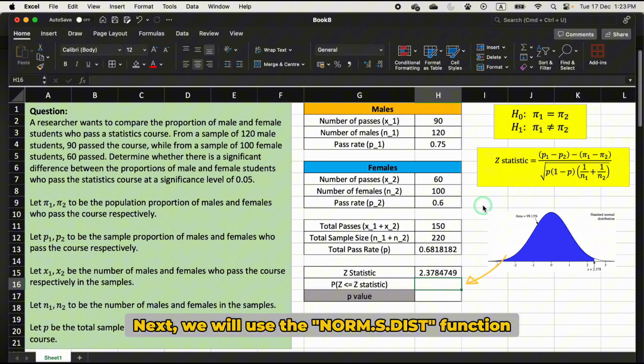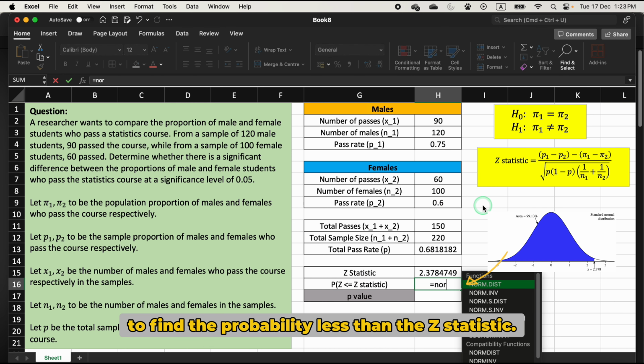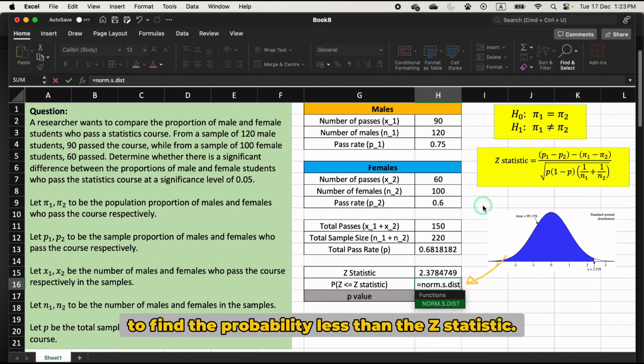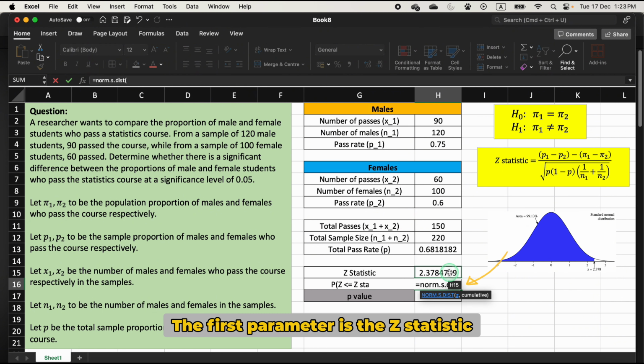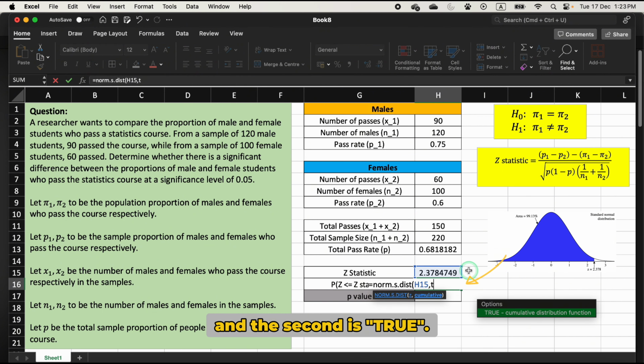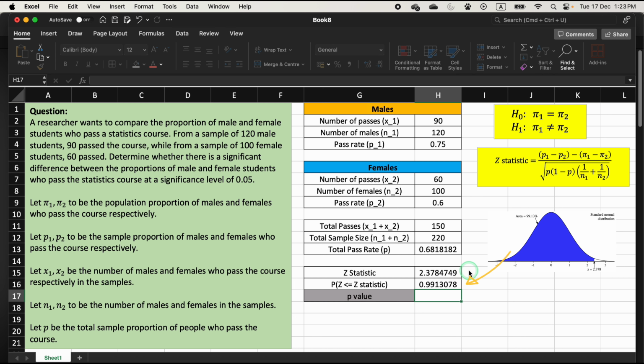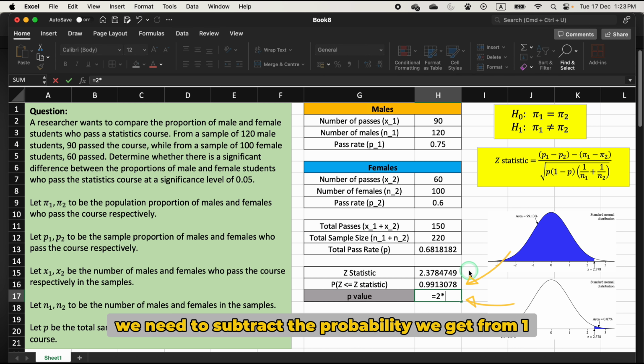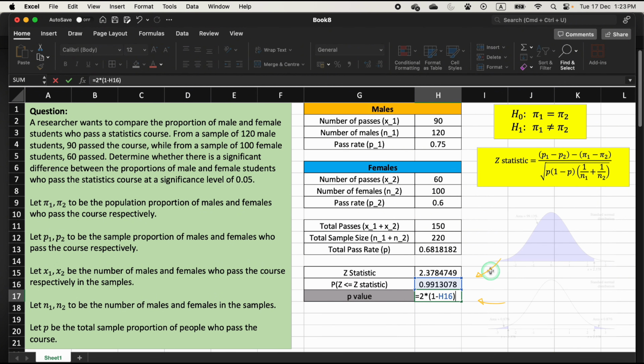Next, we will use the NORM.S.DIST function to find the probability less than the z-statistic. The first parameter is the z-statistic, and the second is true. For the p-value, we need to subtract the probability we get from 1 and multiply it by 2.